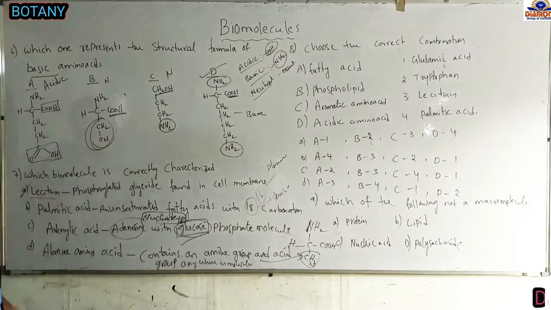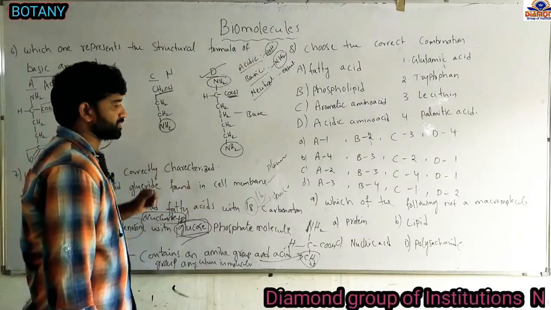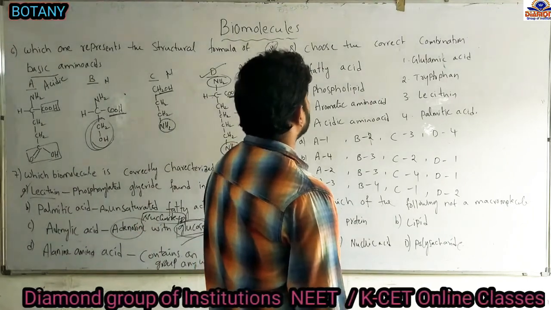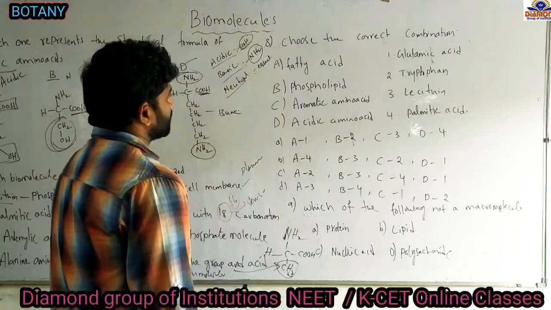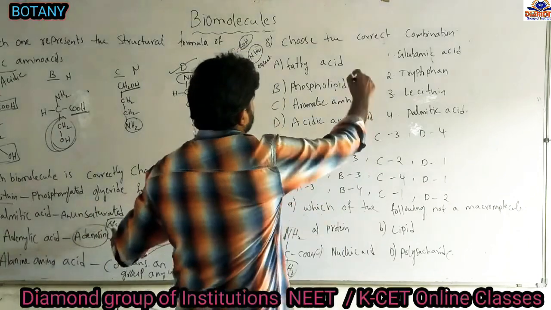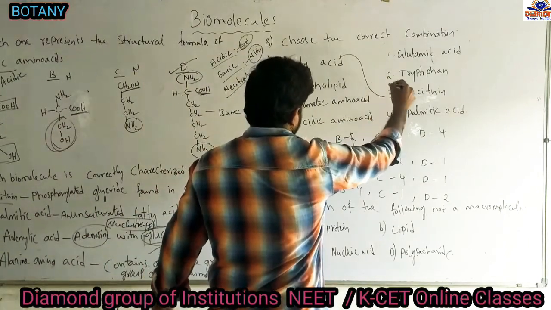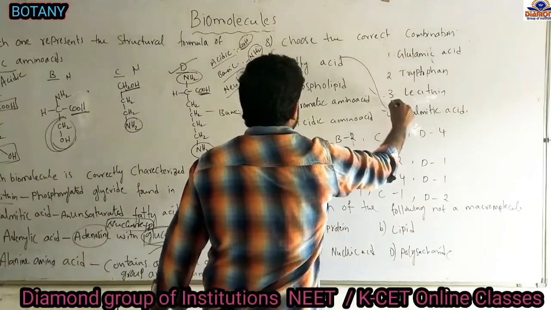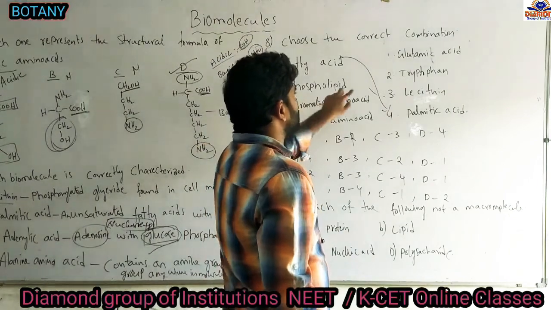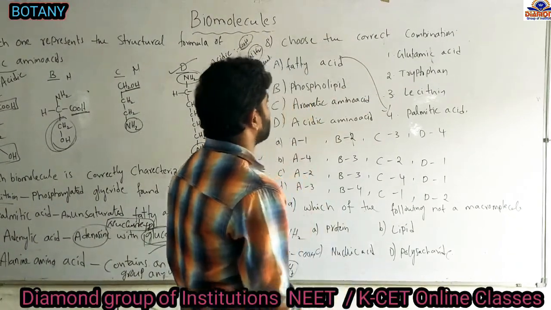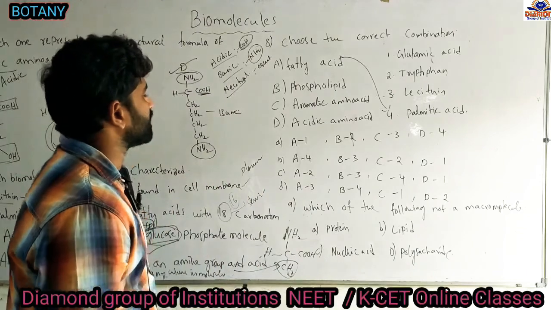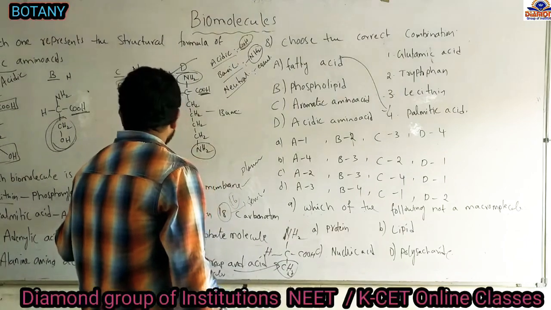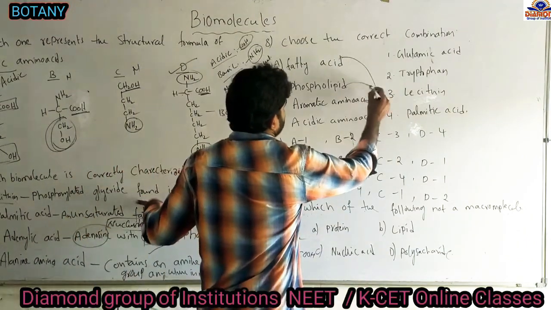Option A, lecithin is a phosphorylated glyceride found in a cell membrane. That statement is A. And up next question, choose the correct combination. Fatty acid. Now we are going to discuss fatty acids, palmitic acid, and phospholipids. Plasma membranes or cell membranes contain a specialized phosphorylated glyceride, which we call lecithin.